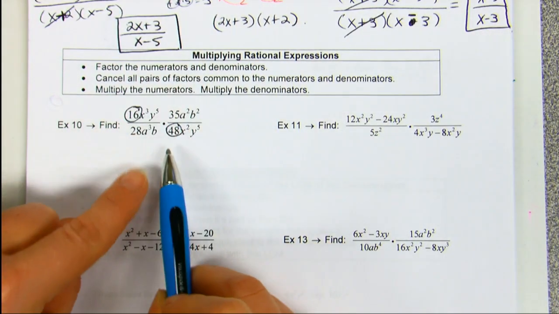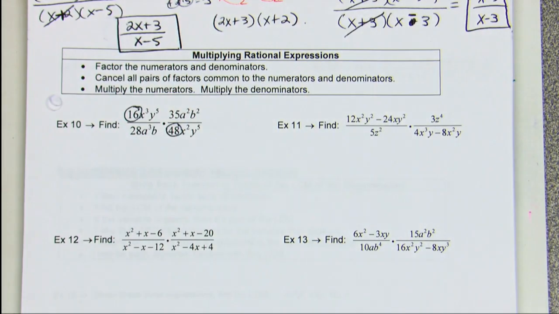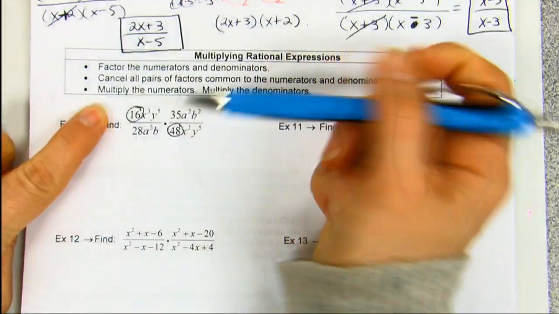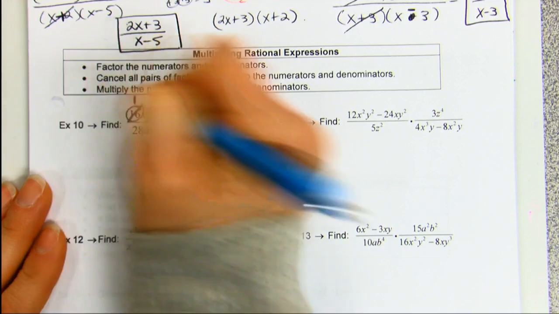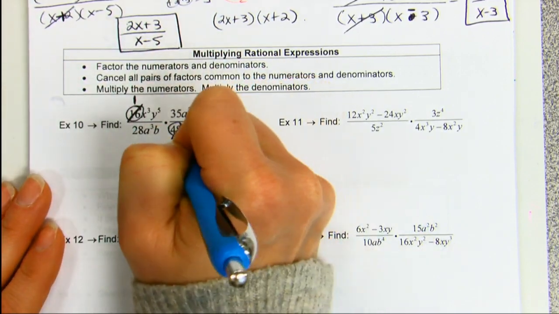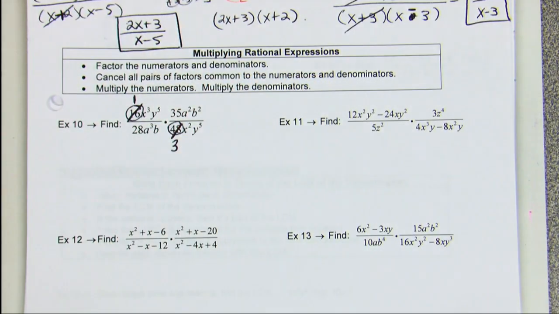The 16 and the 35, 28 and 48, it doesn't matter. It just depends on what you see in the numbers, and that's okay. I noticed 16 and 48, they can both be divided by 16. So 16 goes into 16 one time, and 16 goes into 48 three times. What if you didn't notice that? It's okay. Just make sure that you pick a pair, reduce them, and just continue to reduce the numbers until they can't reduce anymore.